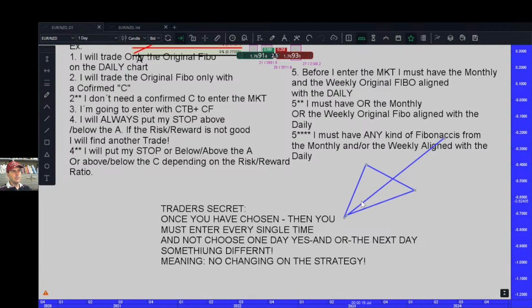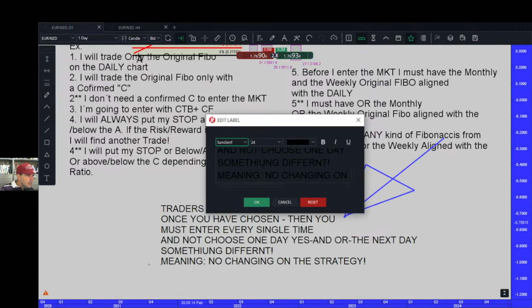Once you have chosen 5.1, 5.2, and most of us 5.3, because I can trade everything and anything, you know. Once I have chosen, then you must enter every single time and not choose one day yes and the next day something different.